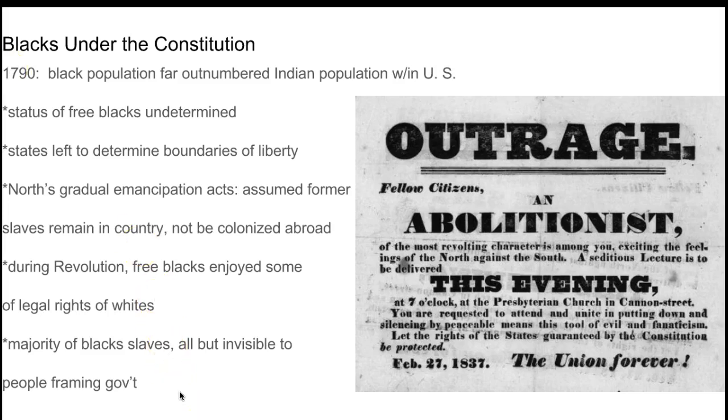Blacks at the time under the Constitution: the African American population greatly outnumbered the Indian population. The status of the free blacks in New England was undetermined. They were working on gradual emancipation, meaning people would be emancipated over time, and they would be manumitted, meaning they would get their freedom. The majority were not even considered by the people who were writing the Constitution. They were not even on the radar. Their rights were not on the radar.